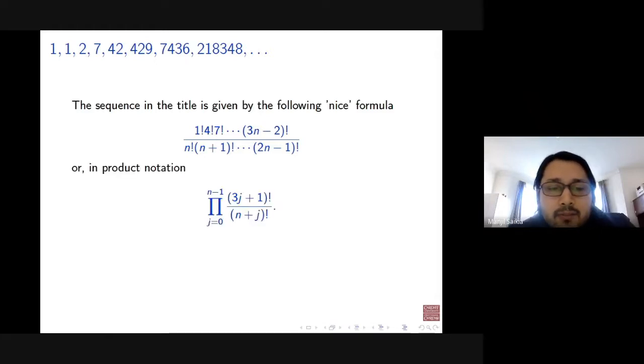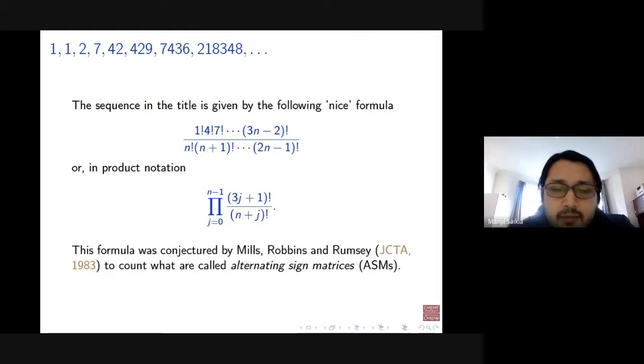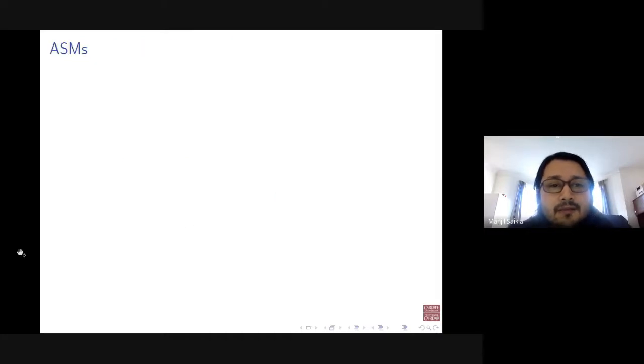Or in more compact product notation, we have this. So this formula was conjectured by Mills, Robbins, and Rumsey in the early 1980s. And they conjectured that this formula counted newly introduced objects called alternating sign matrices. So this will be the focus of my talk, these objects, alternating sign matrices. And let me define them.